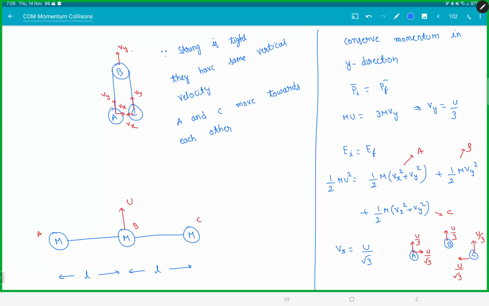Try. I'll give you a minute or two. How do you find the tension in the string? How do we approach this? Mu square by 3r.